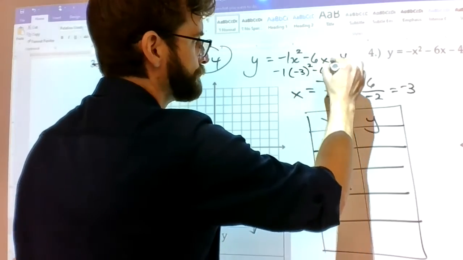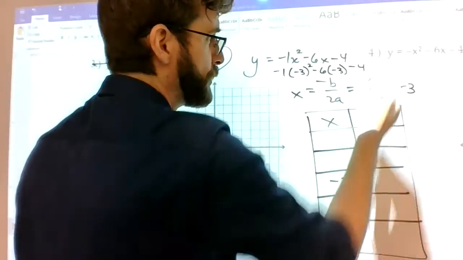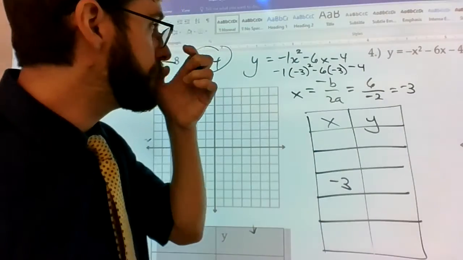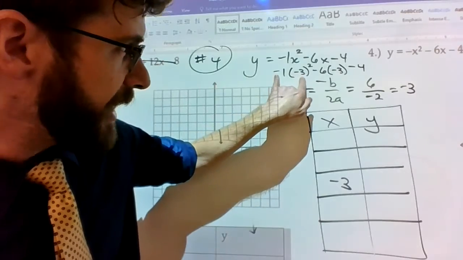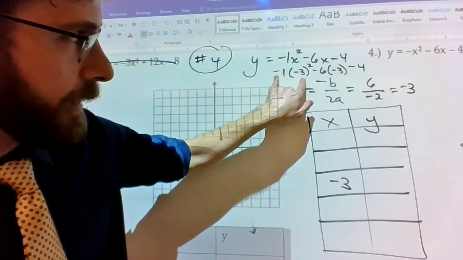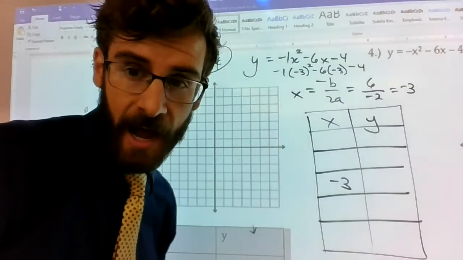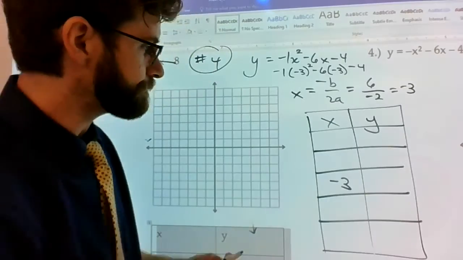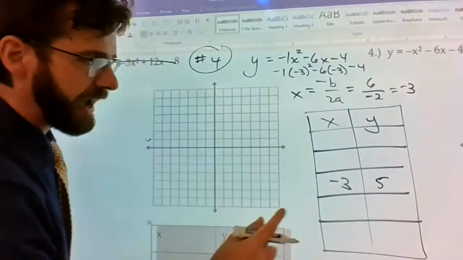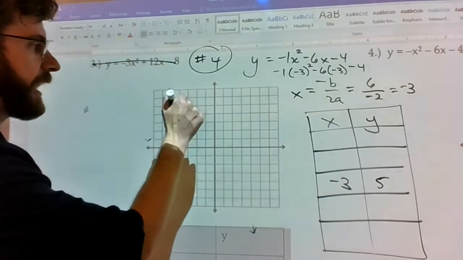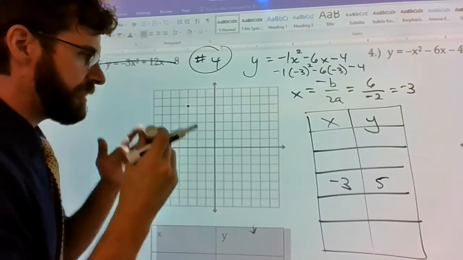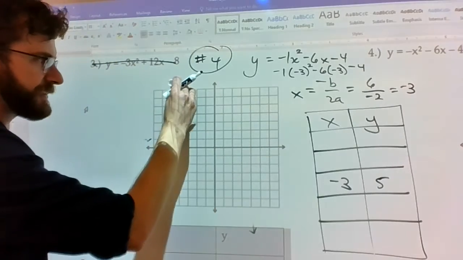If you do that, and hey, let your calculator help you if you're a little bit confused on that end, you are going to get negative 9 plus 18, which is 9, minus 4, which is 5. So negative 3, 5 is going to start us out. 1, 2, 3 left, up 1, 2, 3, 4, 5. That establishes our axis of symmetry.